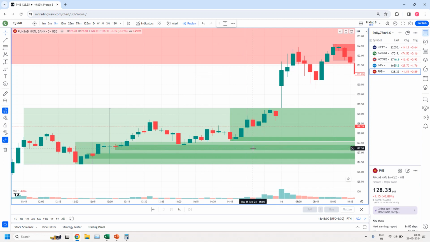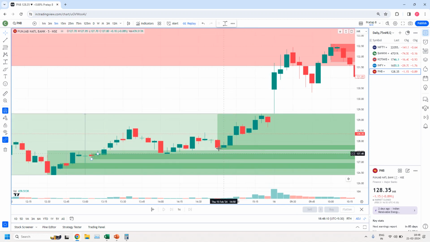If it fails, suppose the risk is very minimal only. But if the order flow is very strong, there is a huge chance of getting a success. And above that, there is one more zone, drop base rally. This is a fresh zone. We can take an entry.